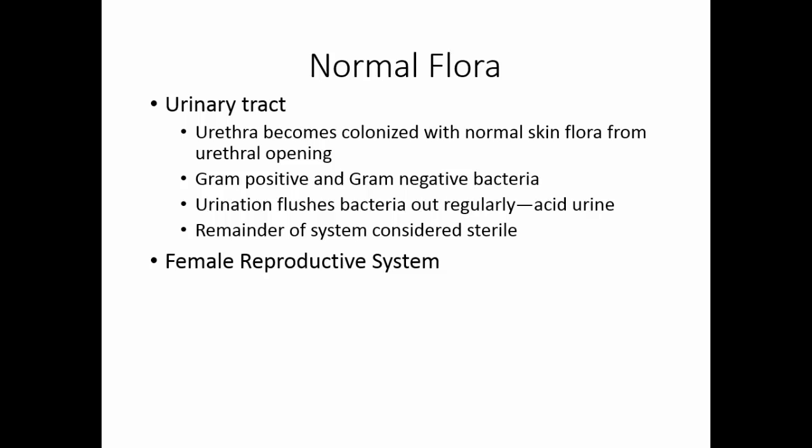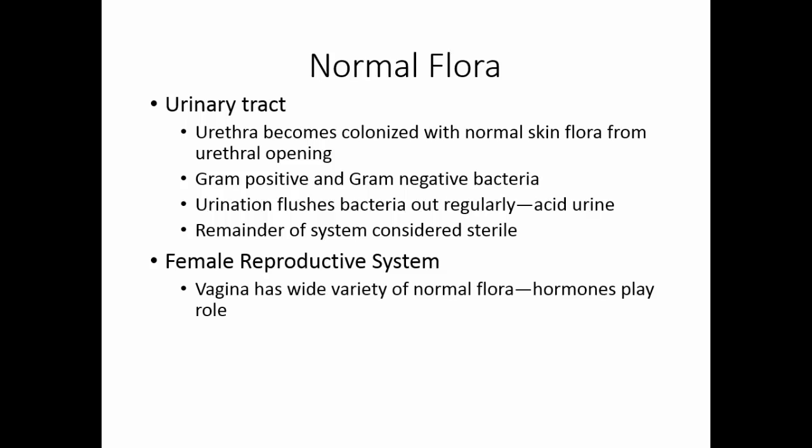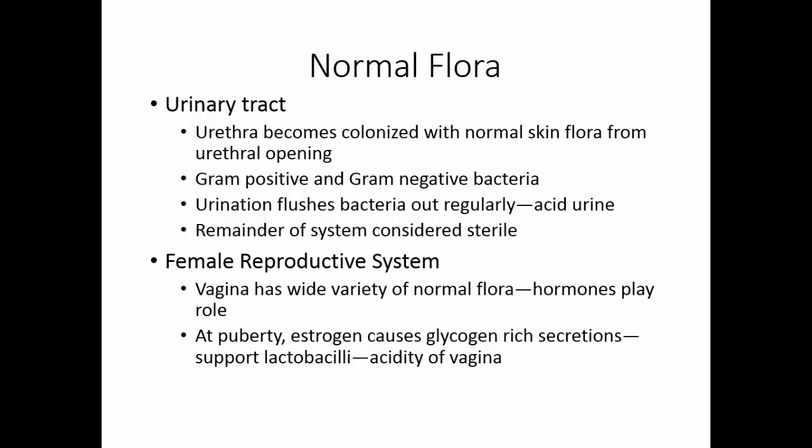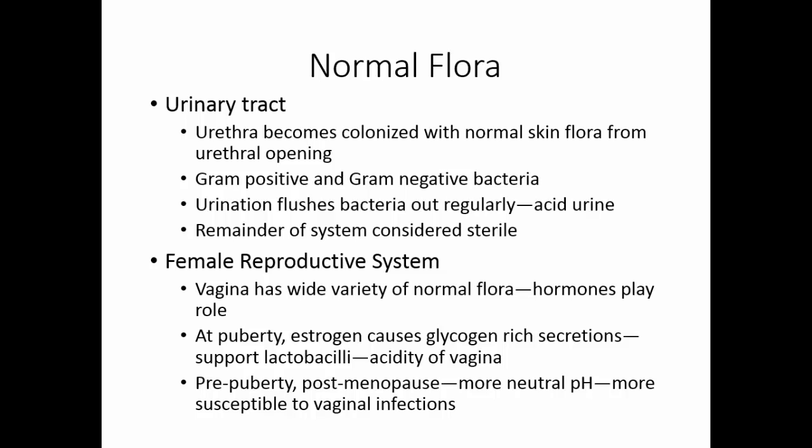In the female reproductive system, the vagina has a wide variety of normal flora. Hormones play a role as to what normal flora is present. At puberty, estrogen causes a glycogen-rich secretion to be developed. This supports the growth of lactobacilli, which comprises the majority of the vaginal flora in the menstruating female. This contributes to the acidity of the vagina and is protective. Pre-puberty and postmenopausal, there is a more neutral pH in the vagina. The normal flora changes over more to skin flora. This means that these individuals are more susceptible to vaginal infections.